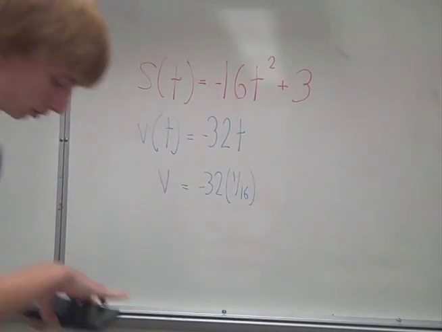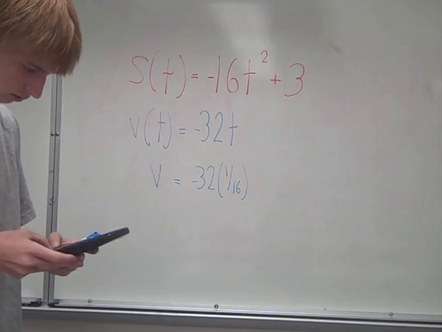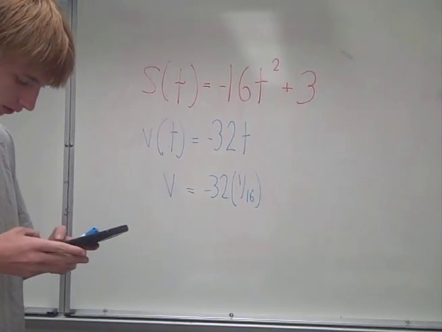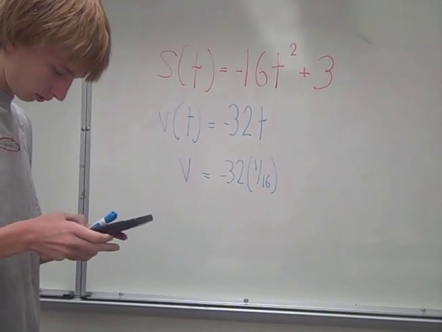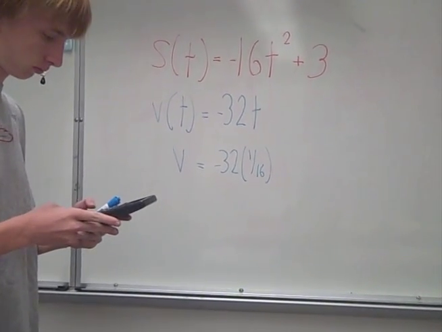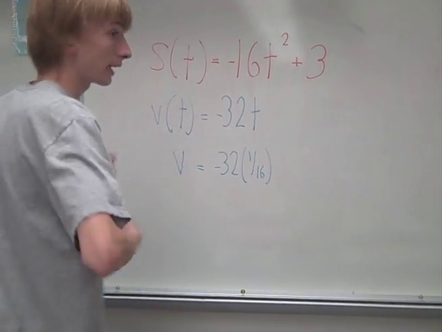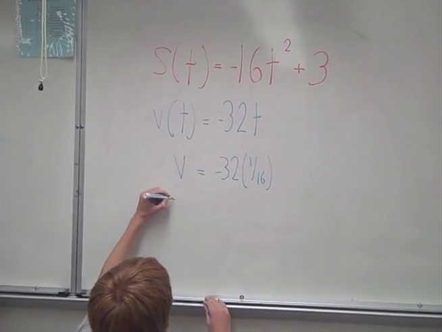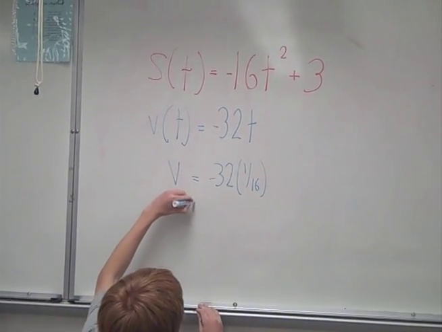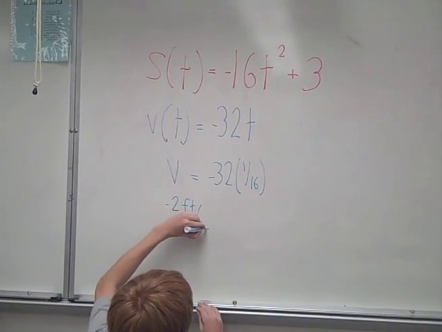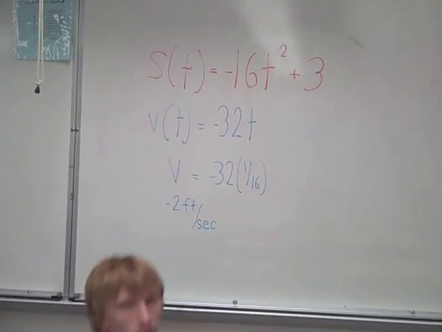And now I solve the equation. Out with -2. So his velocity is -2 feet per second at 1/16 of a second in.